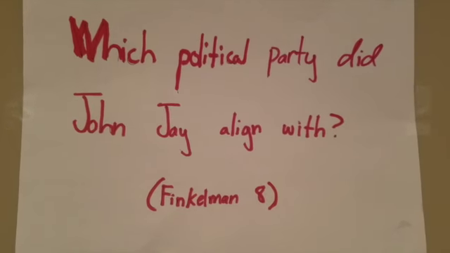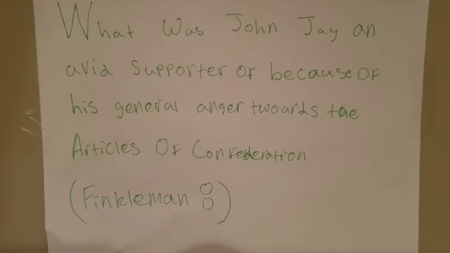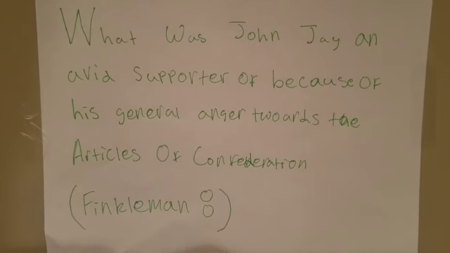Okay, let's go with politics for 100. Alright, here's the clue. Which political party did John Jay align with? What is Federalist? That's correct. Let's go with political identity for 200. Alright, here's the clue. What was John Jay an avid supporter of because of his general anger towards the Articles of Confederation? What is the Constitutional Convention? That's correct.